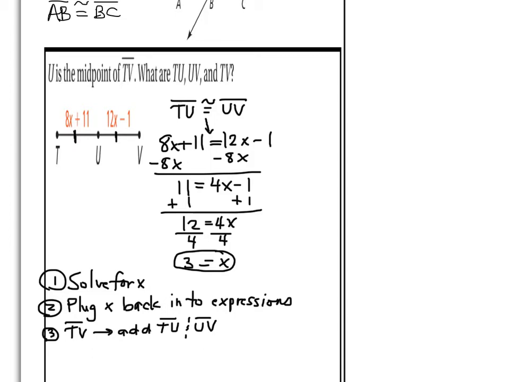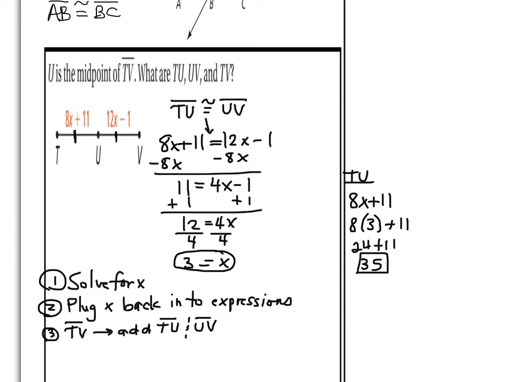I took care of the first step. Now I've got to plug them back in. So I've got TU, which is 8x plus 11. So I've got 8 times 3 plus 11. All I'm doing here is simple substitution. So this is 24 plus 11, which is 35.